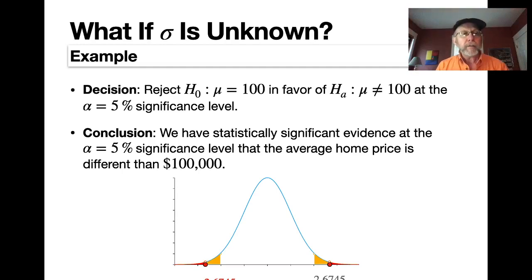So our decision then, no matter which way you look at it, is that we reject the null hypothesis that the true mean selling price is $100,000 in favor of the alternative that the mean is different than $100,000. And this is done at the 5% significance level. And the conclusion in the context of the problem is that we have statistically significant evidence at the alpha equal 5% significance level that the average home price is different than $100,000.